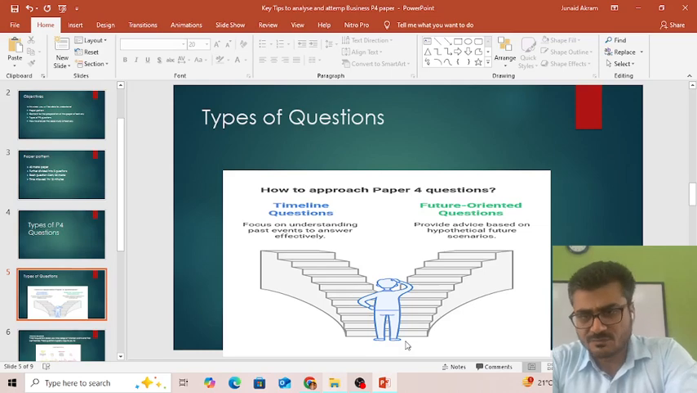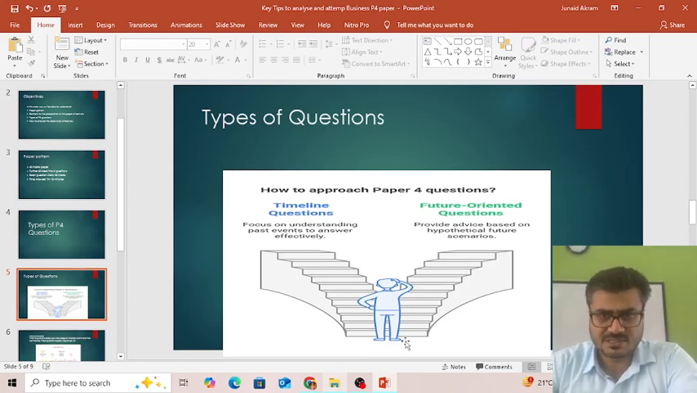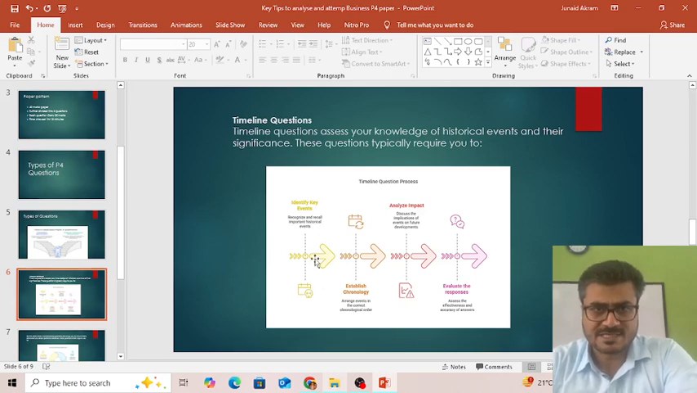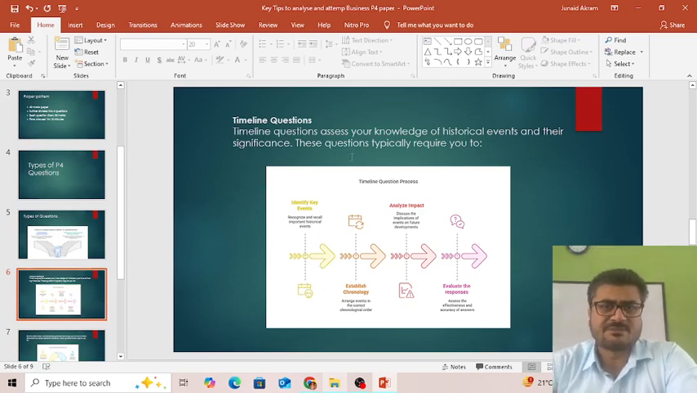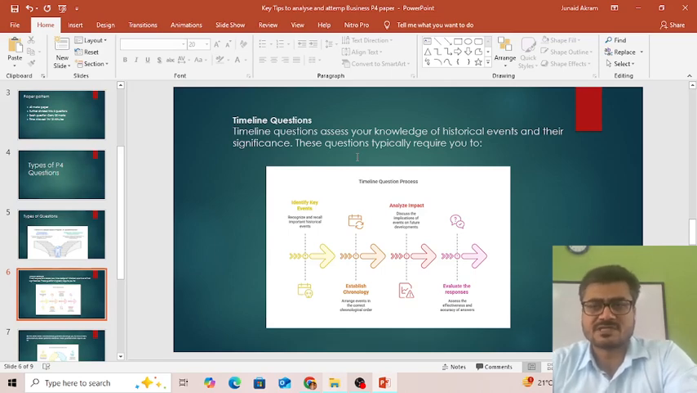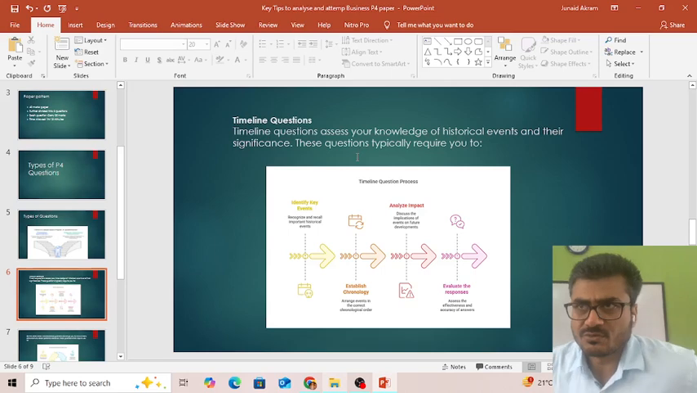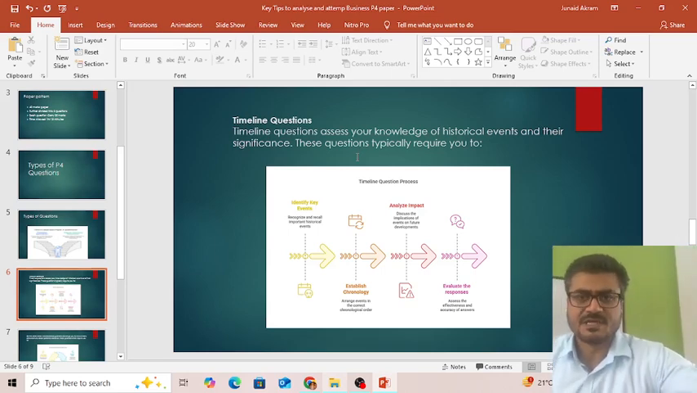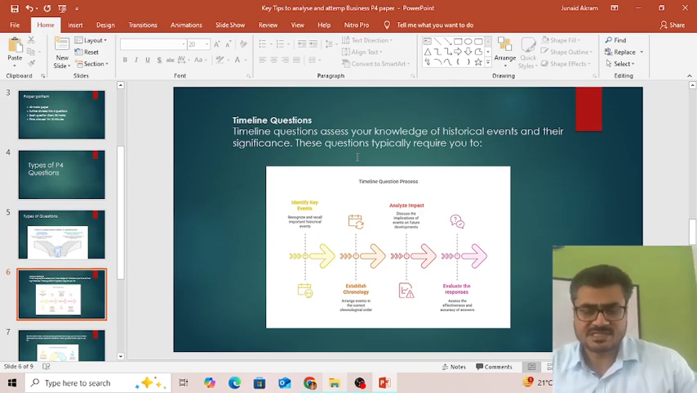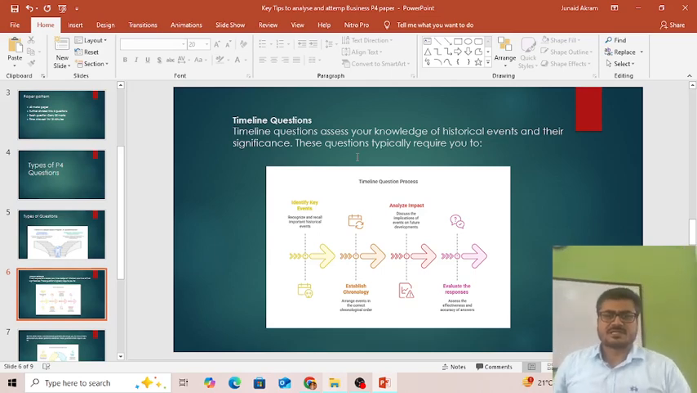So for the sake of information, let me give you an example of timeline questions. Timeline questions assess your knowledge of historical events. The examiner will provide you the details of the business and the strategies the business has adopted, the changes that have happened with the business, and the external environmental changes. The information will be provided with respect to a number of years, for example, from 2008 to 2019.